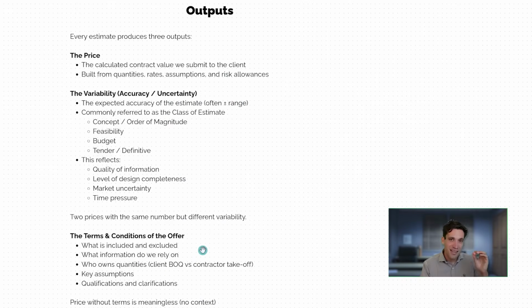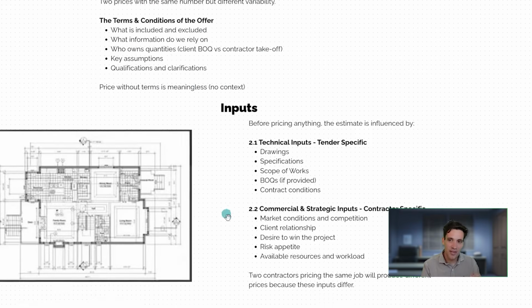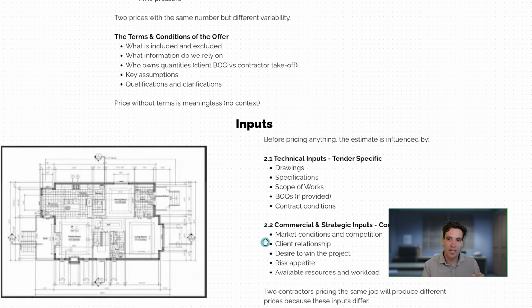All right, so now we understand the outputs of this process, which are the price, the uncertainty, and the terms and conditions that surround it. Let's talk about the inputs to the estimate. For pricing anything, our estimate is fundamentally influenced by two key categories. The technical inputs to the estimate, which is our client-provided tender documents, which is going to be the same between all the contractors quoting the jobs, and then also our commercial and strategic inputs, which are specific to us as a contractor. A price that makes sense for contractor A might not make sense for contractor B.